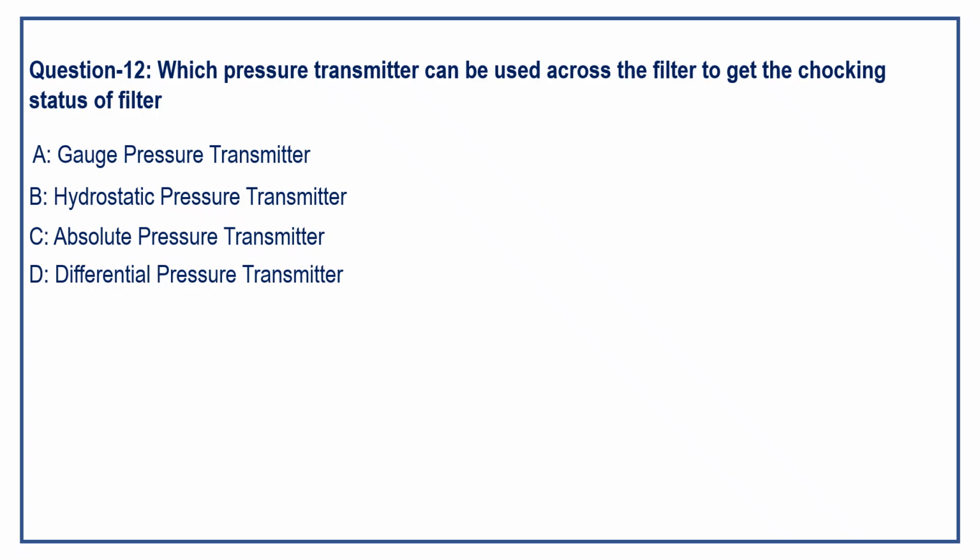Question is, which pressure transmitter can be used across the filter to get the choking status of a filter? Let's see the options. Option A, gauge pressure transmitter. Option B, hydrostatic pressure transmitter. Option C, absolute pressure transmitter, or option D, differential pressure transmitter.